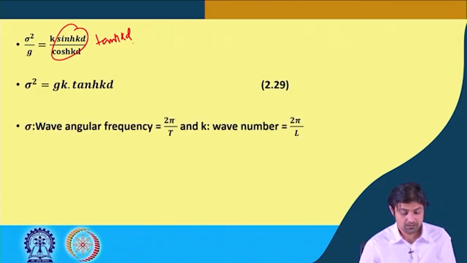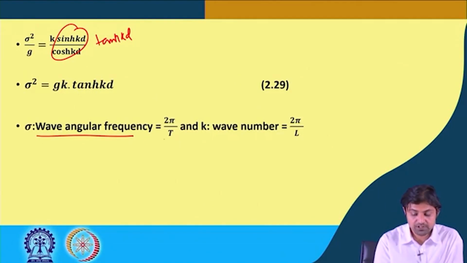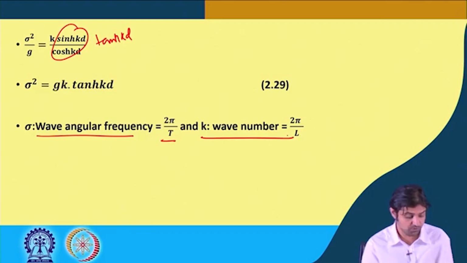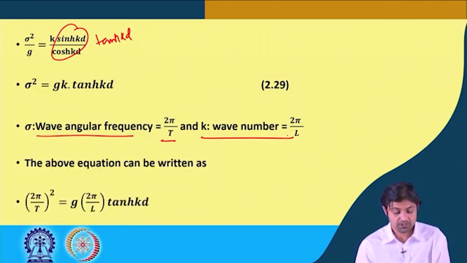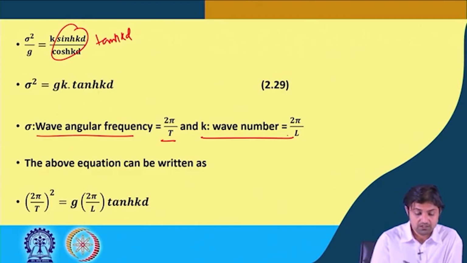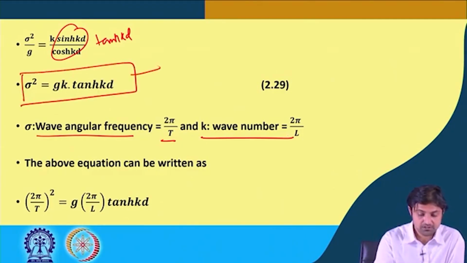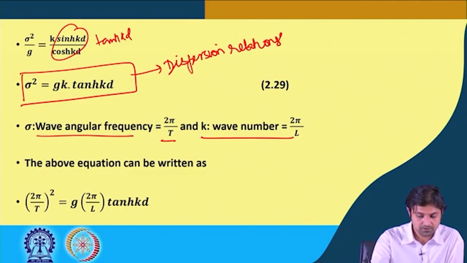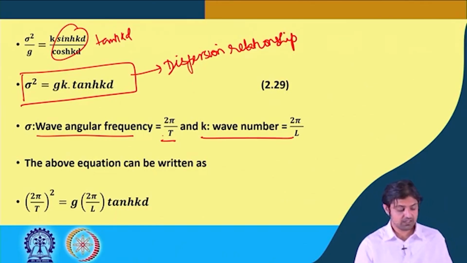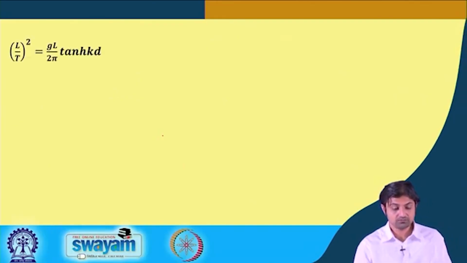Here sigma is the wave angular frequency, equal to 2 pi by T, and k is the wave number, which is equal to 2 pi by L, as we have seen before. This equation can be written as 2 pi by T whole square is equal to g into 2 pi by L tan h k d. So actually, this is the famous dispersion relationship.